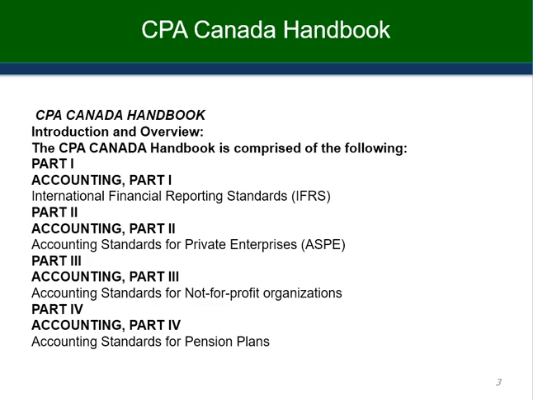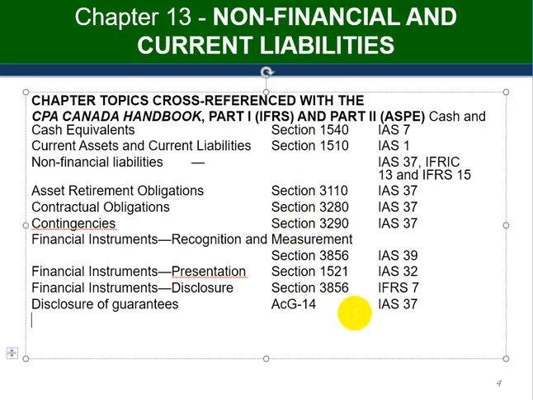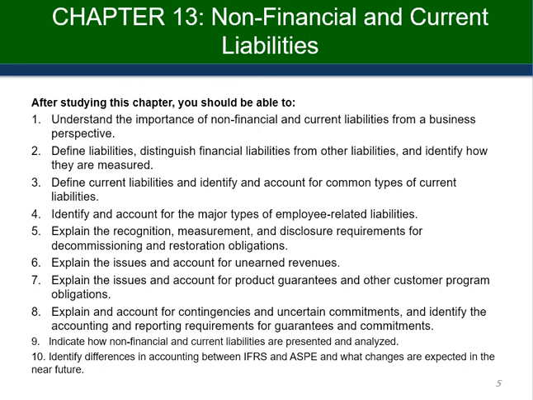Okay, so the relevant parts of the CPA handbook for purposes of non-financial and current liabilities are as listed here. We're going to be talking about most of those. The section listed here is the section for ASPE, and IAS stands for International Accounting Standards, and that refers to International Financial Reporting Standards. So that's basically just for reference, so you can look back at that if you want to.